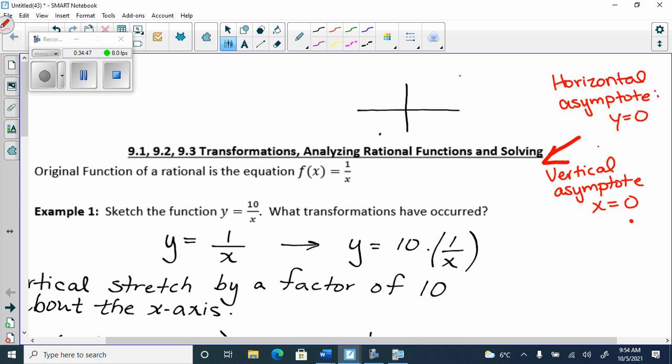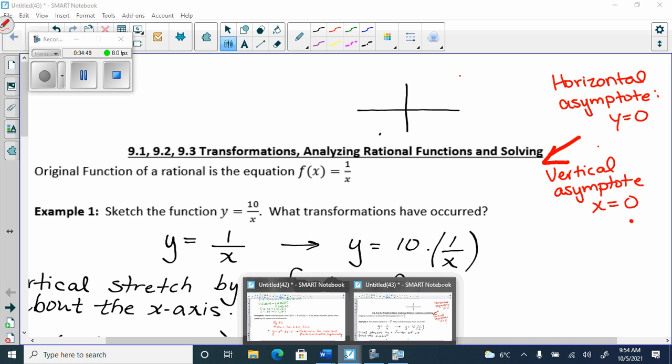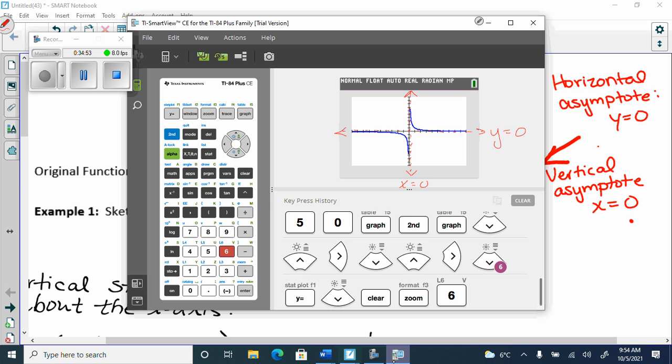What's the only thing that can move those? What kind of transformation? The translation. So the only thing that can move an asymptote is a translation: a horizontal translation can move the vertical asymptote, and a vertical translation can move the horizontal asymptote up and down, right? What's the domain and range of this? x such that x cannot equal 0, x ∈ R.